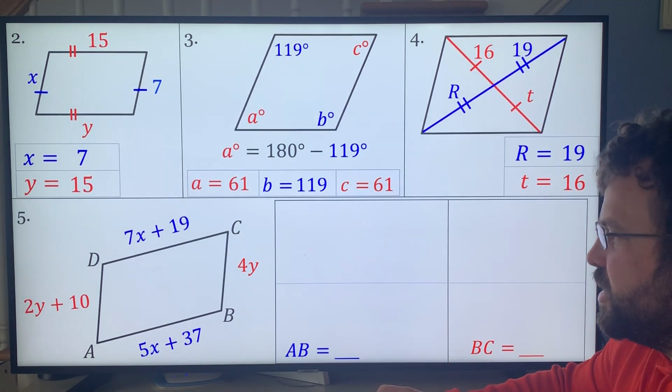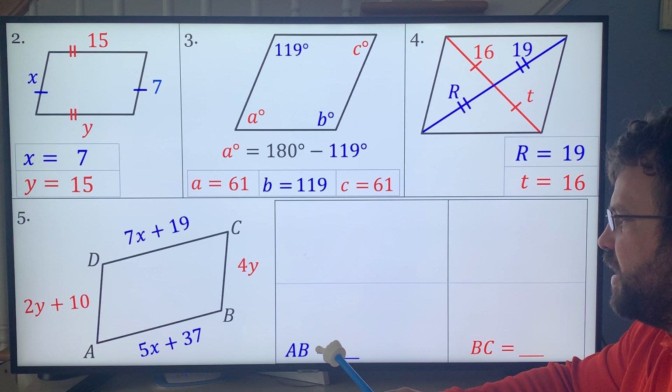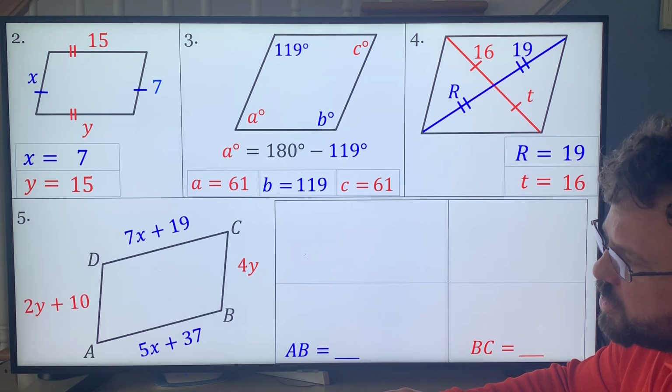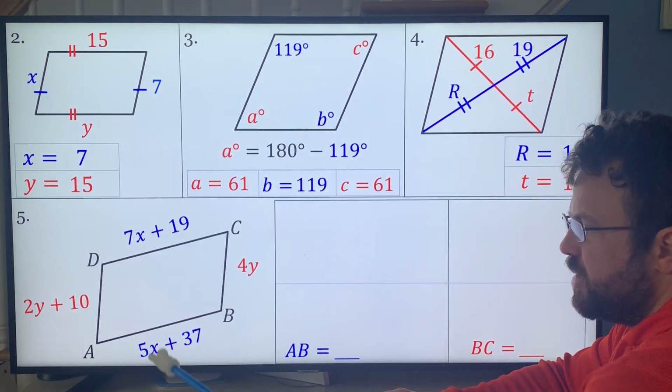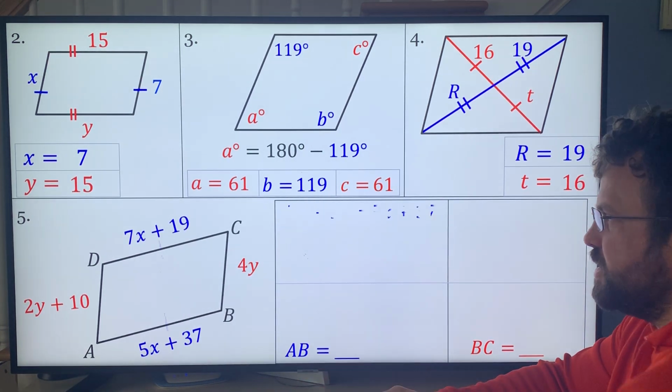Number 5. Let's find X first. How do you find X? Actually, I want to find out what AB equals. In order to find AB, you have to find out what X is and then plug X back in. What do we know about opposite sides? They are congruent.